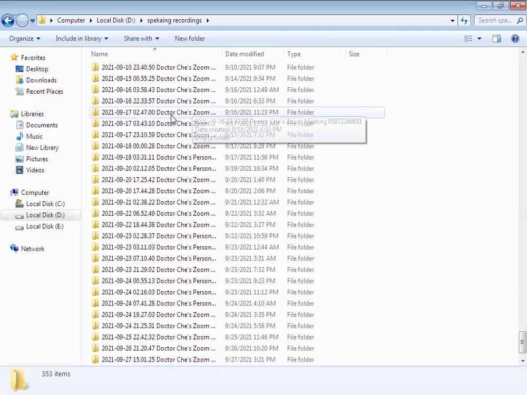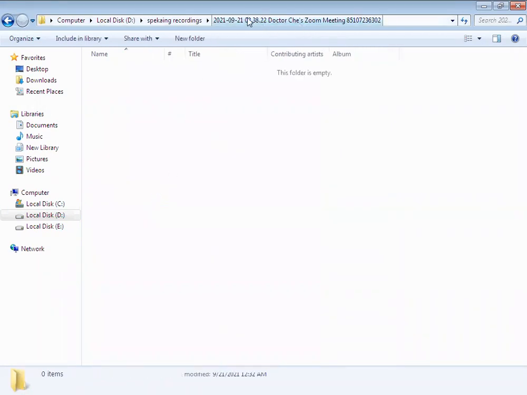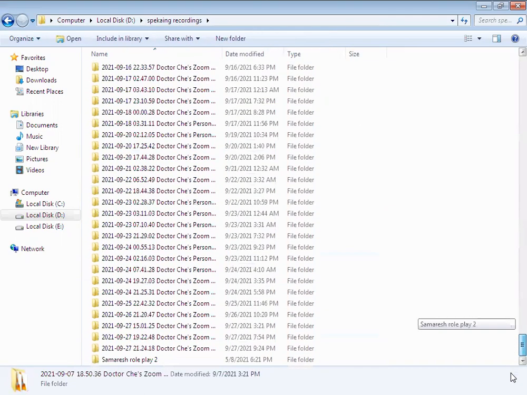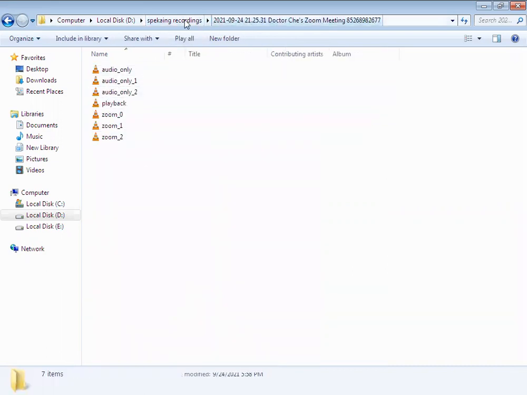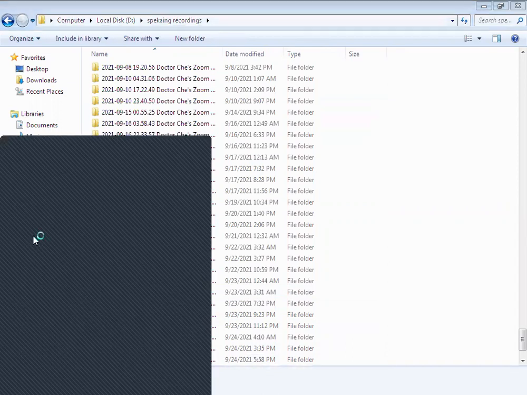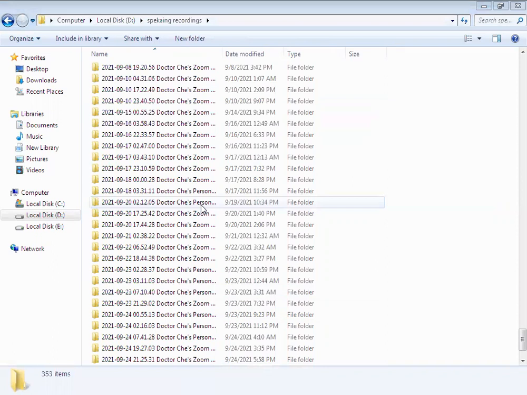I have a lot of speaking here. Can you see this screen? Yes. There are 353 items, which means folders. In each folder, you can see this one is empty, so maybe I have recorded some class. You can see two recordings here, and here three. So in each folder there are 2, 3, or 4 role plays. 353 means I have done a lot of role plays with doctors, nurses, pharmacists, a lot of people. So what I want to say is I have a lot of experience in speaking and giving feedback.